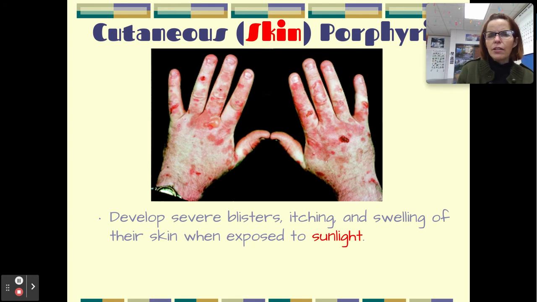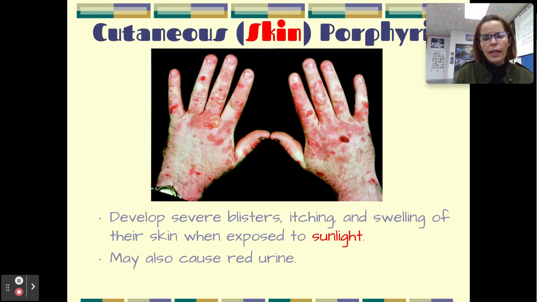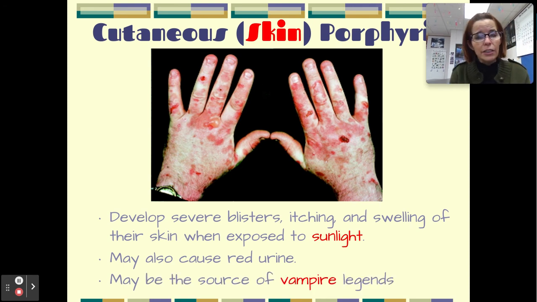All right, this next one is called cutaneous or skin porphyria. My picture's in the way, but I don't think that matters. These are people who are basically, you could say, allergic to the sun. That's not really an allergy, but the sun does an enormous amount of damage in a very short period of time. So it says they develop severe blisters, itching, and swelling of their skin when exposed to sunlight. The porphyria may also cause them to have red urine.